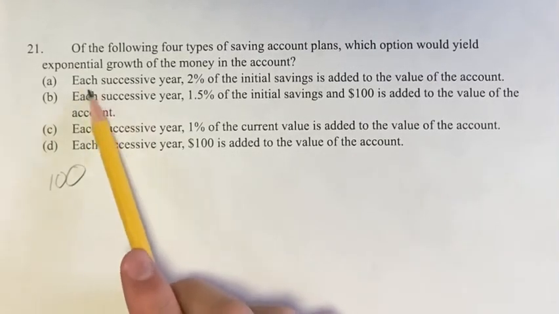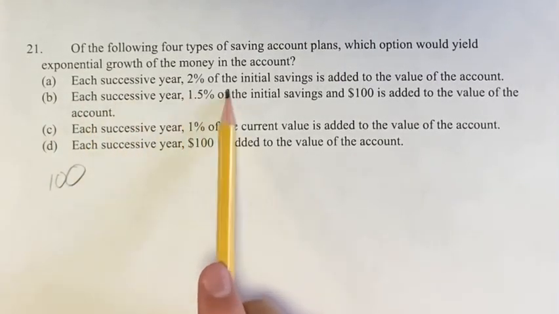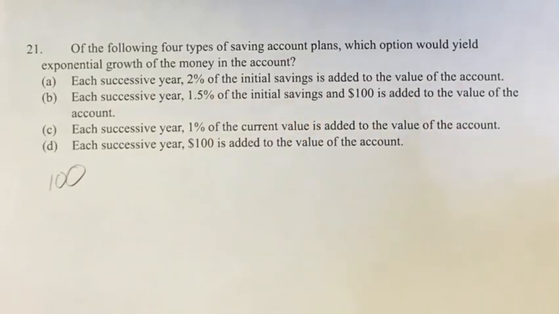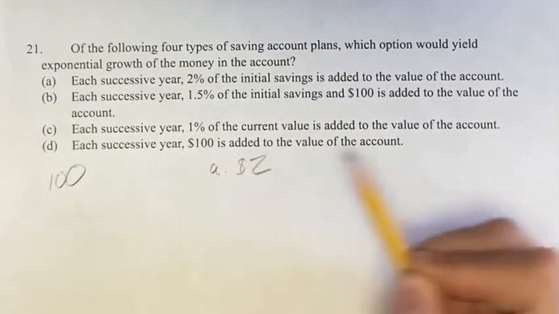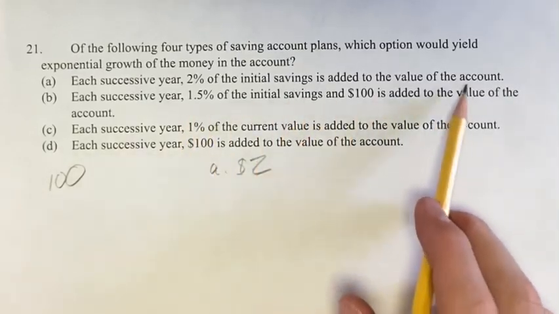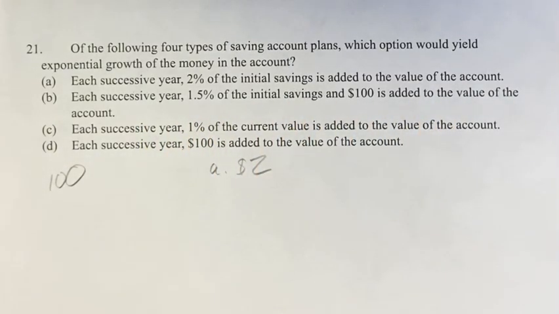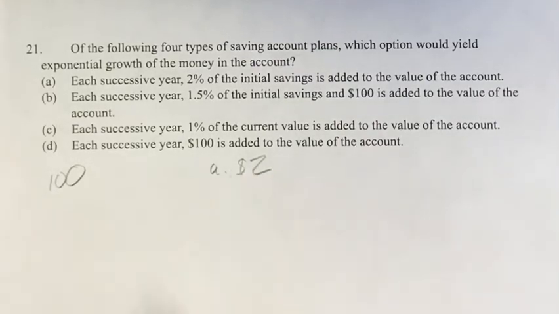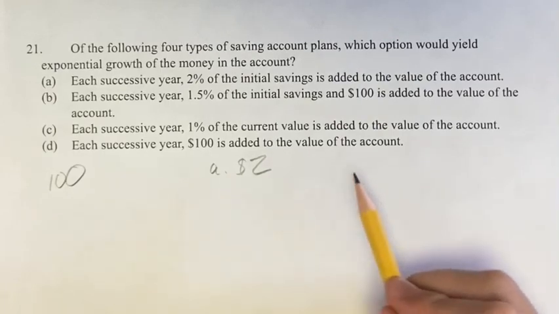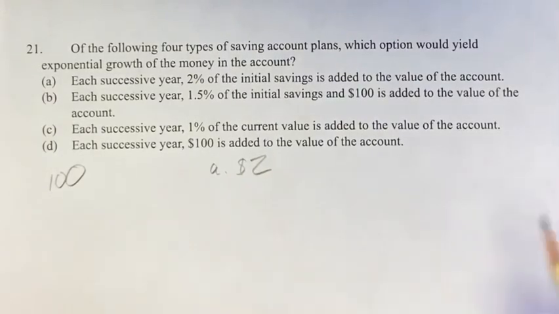So for A, each successive year, 2% of the initial savings is added to the value of the account. So 2% of 100 is $2. So $2 is added to the value of the account every year. This is not exponential growth. There is a rate of change, 2, which is constant, and therefore this is a linear growth. It's going to go from 100 to 102 to 104 to 106 and so on. The rate of change is not going to change as time goes on.